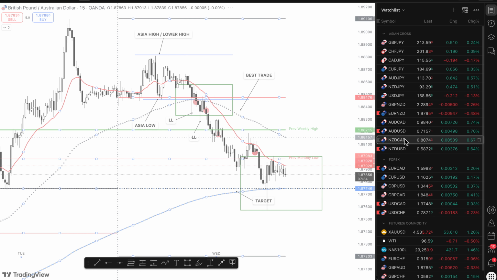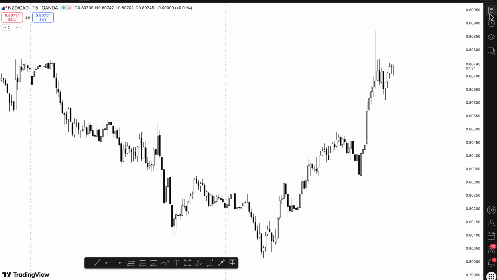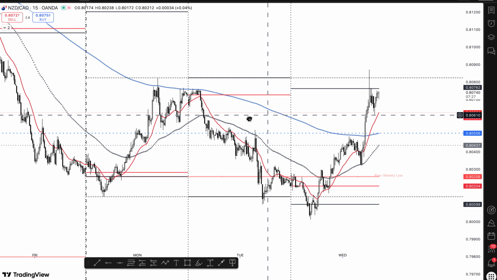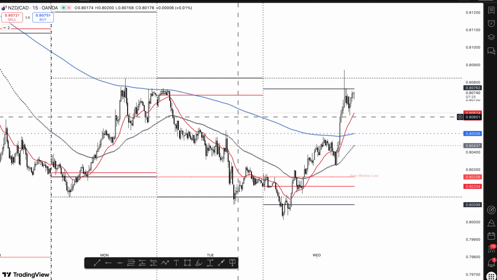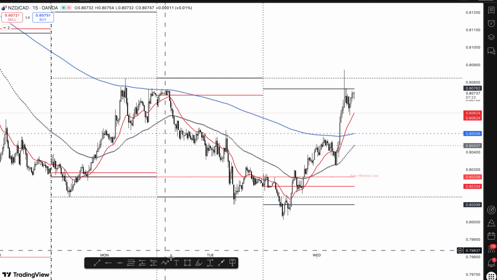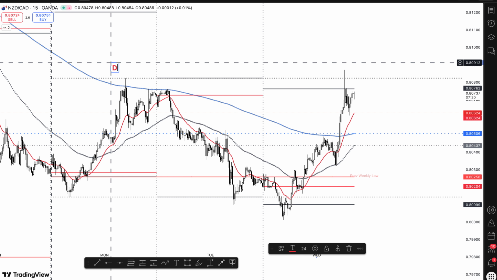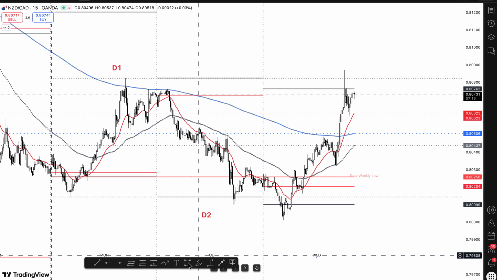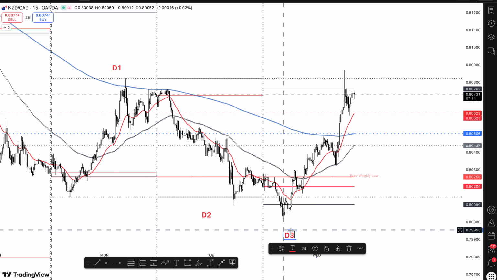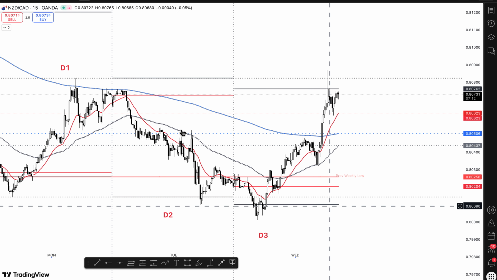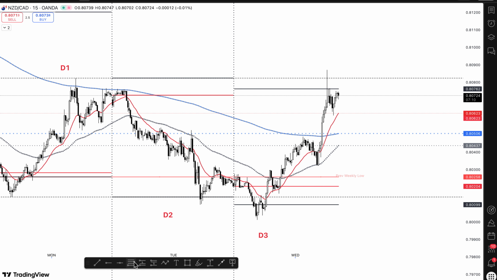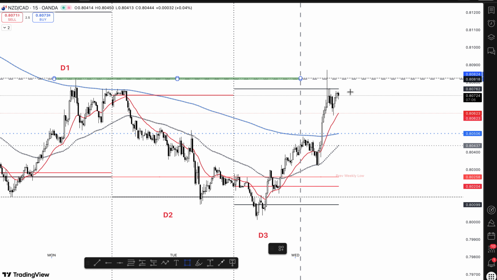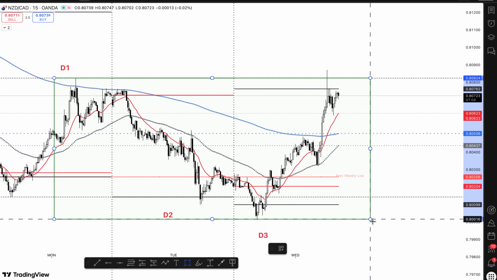I took the NZD Canadian dollar, NZD CAD. Remember, what did I say about price in the box? Monday, Tuesday, Wednesday forms a box. Monday is day 1, Tuesday is day 2, Wednesday is day 3. First of all, when you come to the market, you have a 3-day setup. Price is in the box. How many levels have we dropped inside of the box? They will go back to the opposite side of the box.